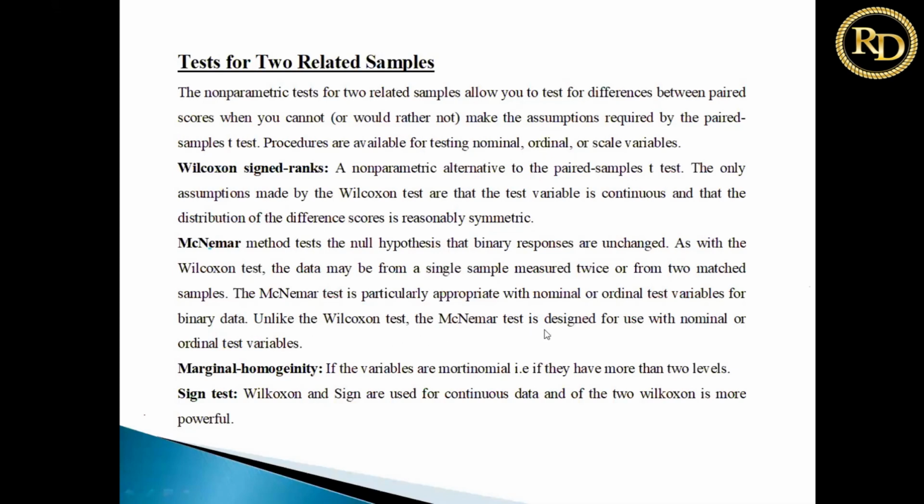Unlike the Wilcoxon test, the McNemar test is designed for use with nominal or ordinal test variables. Now, marginal homogeneity is for when the variables are multinomial, with more than two categories. If they have more than two levels, we use marginal homogeneity, and otherwise McNemar. And for continuous data we can use the Wilcoxon signed rank test. The sign test is also used for testing the equality of medians of two samples. Wilcoxon and sign are used for continuous data, and of the two, Wilcoxon is more powerful. That is why it is more famous, and we use the Wilcoxon signed rank test.